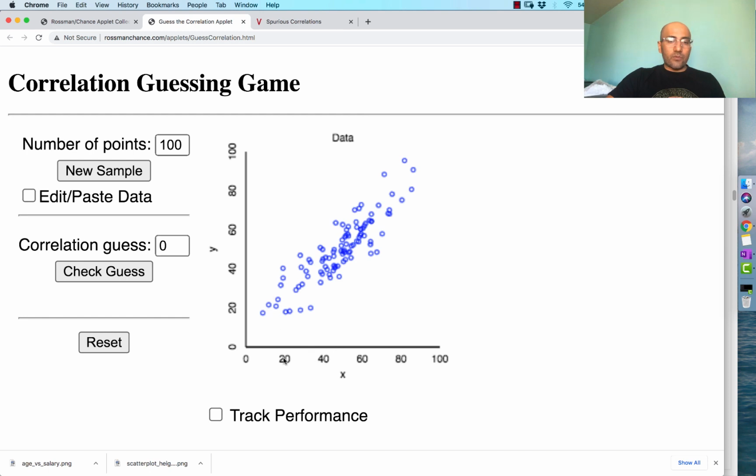I wouldn't guess 100. It seems unlikely, right? This is establishing a pattern, a pretty strong pattern.